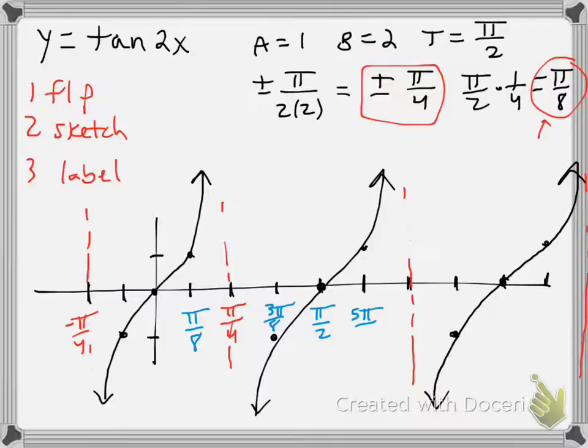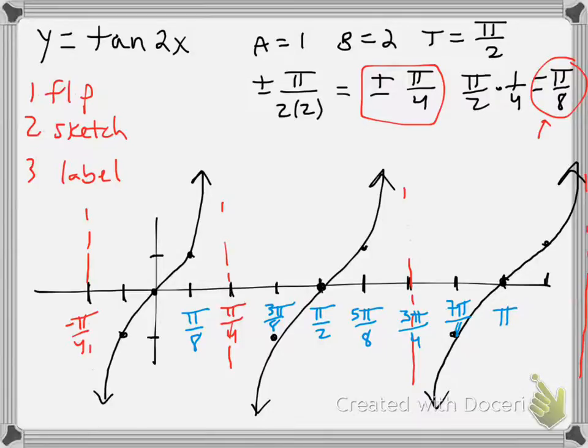1 pi over 8, 2 pi over 8, 3 pi over 8, 4 pi over 8, 5 pi over 8, 6 pi over 8 is 3 pi over 4. And then I have 7 pi over 8. And 8 pi over 8, which is just pi.